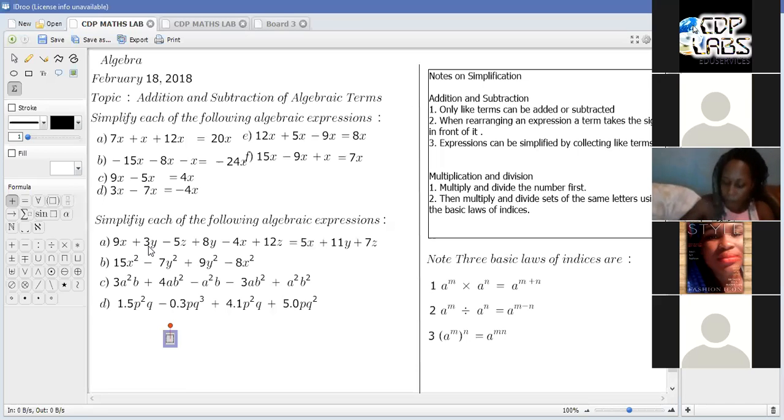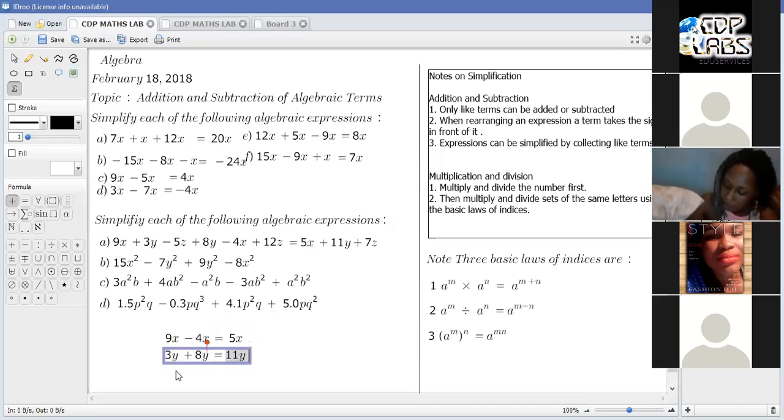3y and negative 5z are not alike, so we cannot add them nor subtract them. Please bear in mind that the signs, meaning the positive and the negative signs, have nothing to do with the distinctions, only the variables. So we're going to group them now. 9x minus 4x would have given us 5x, and that's what she has there. We're going to group the 3y's now. 3y plus 8y would have given us 11y, and that's what she has there.